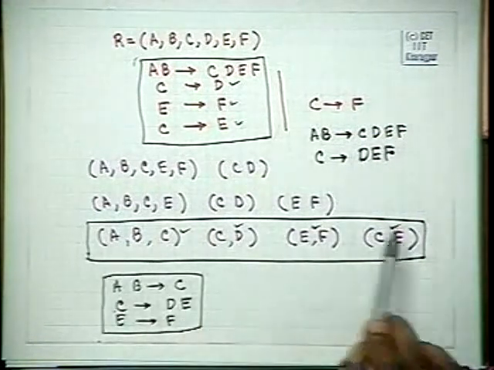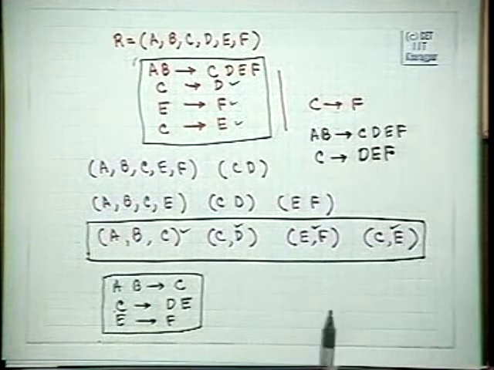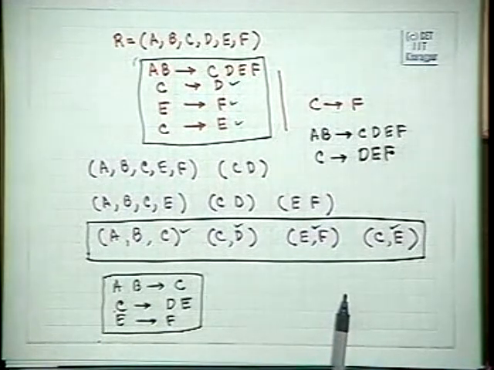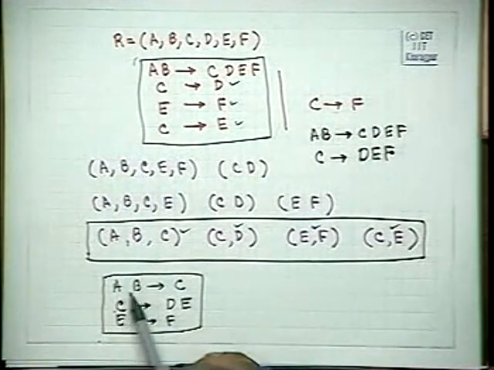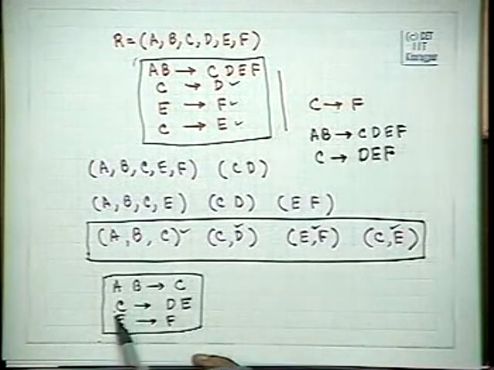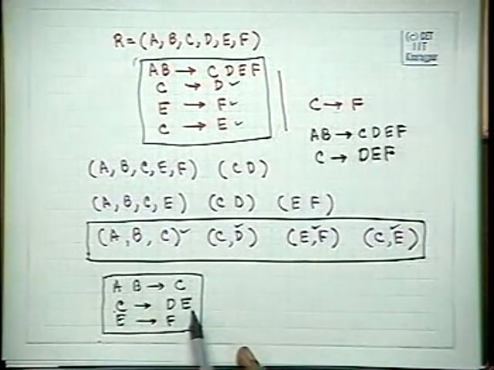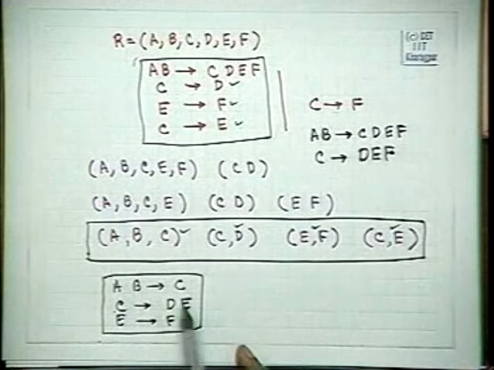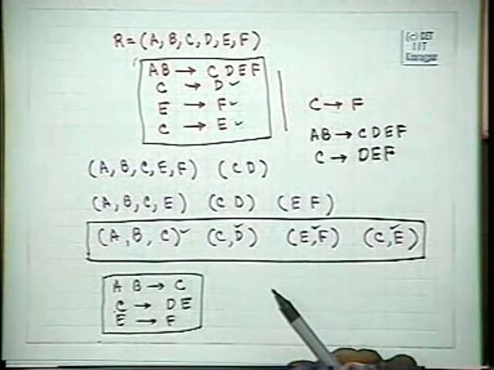This is a dependency preserving relationship, because it is sufficient if you check AB to C and C to D and C to E. If these are checked, then AB to D is checked automatically, naturally.